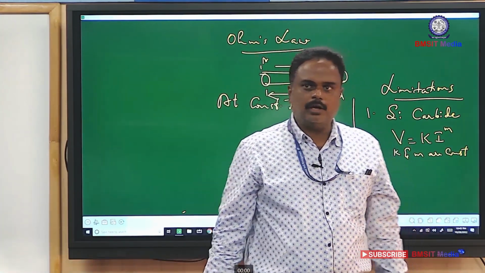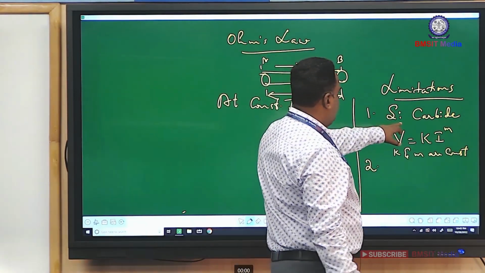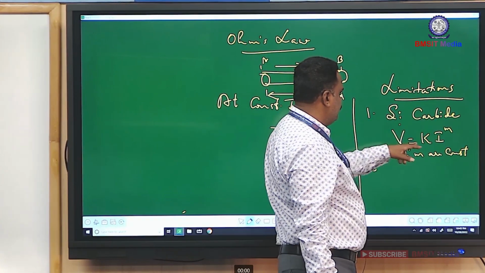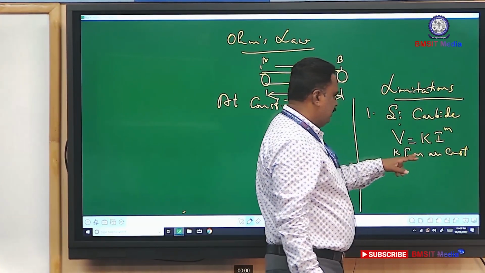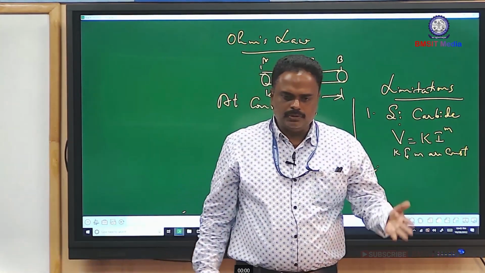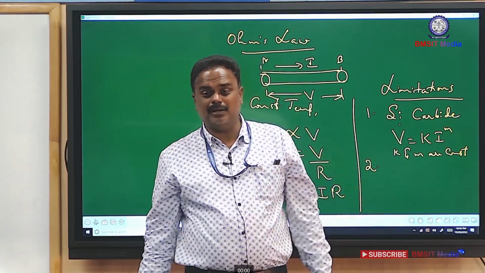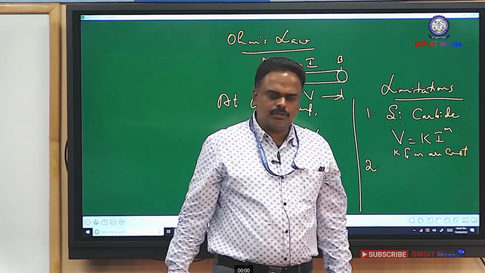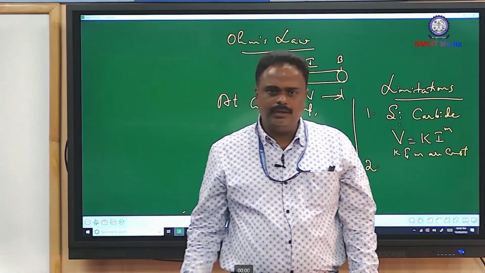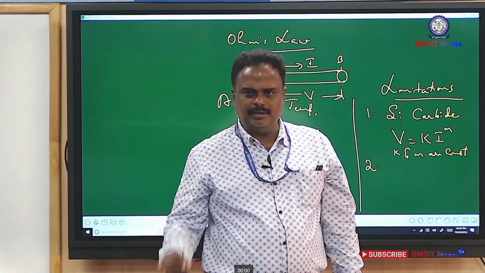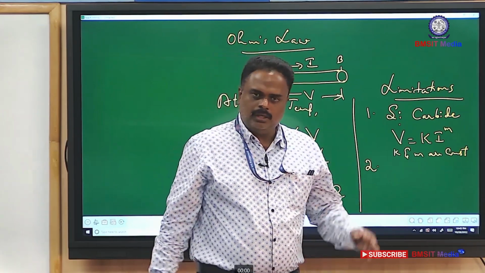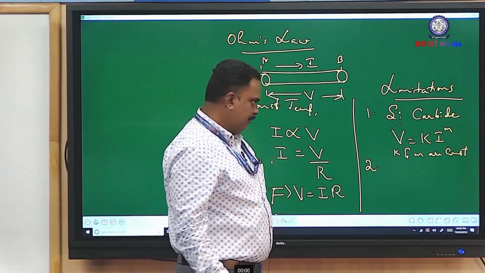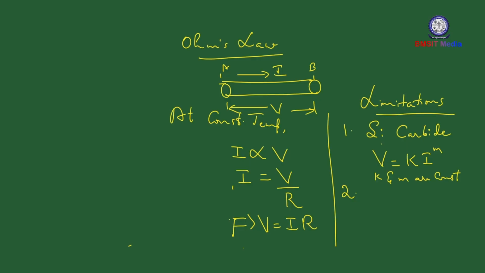So Ohm's law cannot be applied for non-metallic conductors like silicon carbide, where the VI relation is given by V is equal to K into I power M, where K and M are constants. It cannot be applied for semiconductor devices like the Zener diode, which is basically used for regulating the voltage, transistors and other semiconductor devices. Ohm's law cannot be applied for arc lamps. These are some of the limitations of Ohm's law.